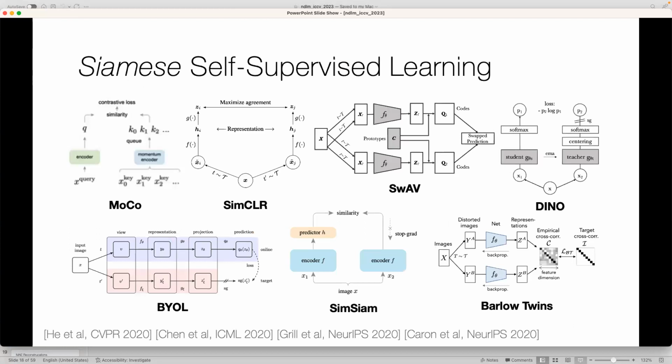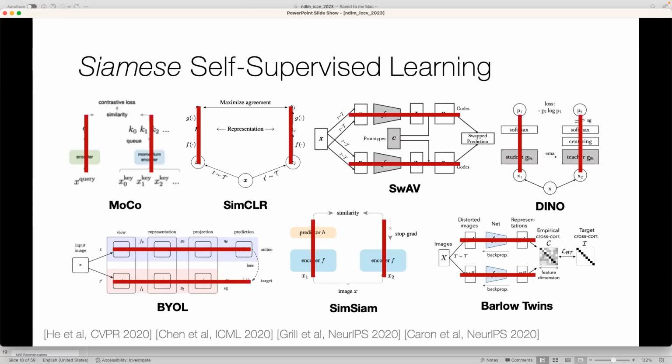So here I'm listing more frameworks. I think some of the frameworks are also mentioned in previous talks. But the common similarity between all these frameworks is that they rely on the Siamese architecture. So we'll see some kind of symmetry between the left side and right side, or the top side and bottom side. And one is used as a target, the other is used as a source to compute the loss.